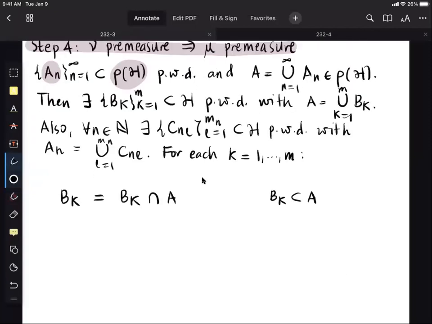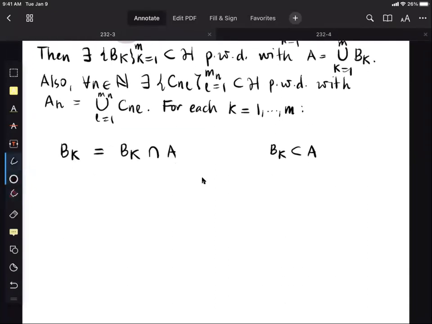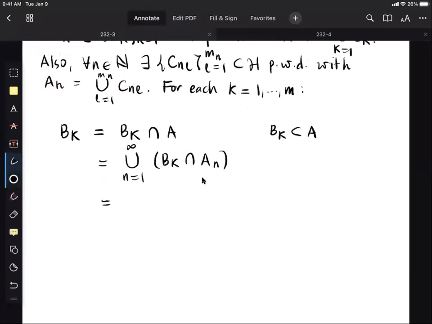Then, A being the countable union of the A sub n's, I will replace that in this equation and then apply the distributive property. Hence, I have the following expression. So this is the countable union of B sub k intersection A sub n. The next step is to replace A sub n by this finite union. So now I could write the intersection as follows, applying the distributive property once again. This is B sub k intersection C sub n l.